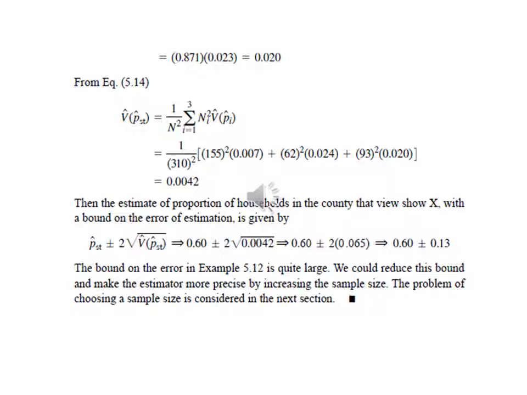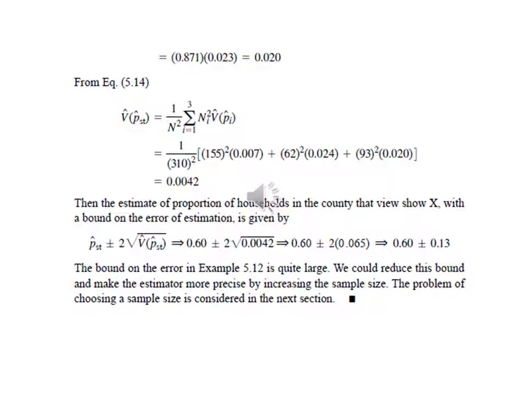From equation 5.14, V hat p hat stratum for all strata, the variance for all strata, equals 1 over N square multiplied by the summation of N i square multiplied by V hat p hat i, which equals 0.0042. Then the estimated population proportion of households in the county that view show X, with a bound on the error of estimation, is given by p hat stratum plus or minus the bound, which equals 2 multiplied by the square root of V hat p hat stratum, equals 0.6 plus or minus 0.13.